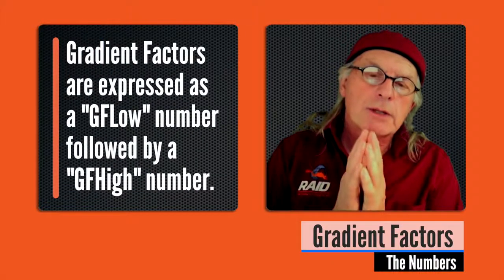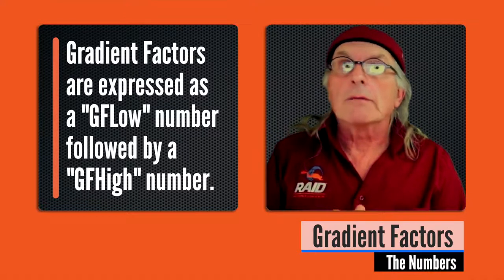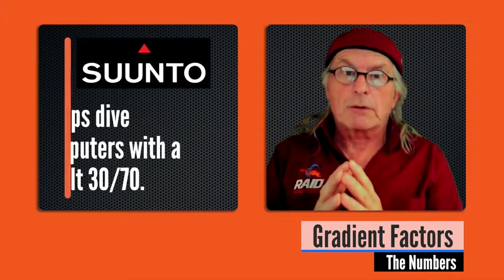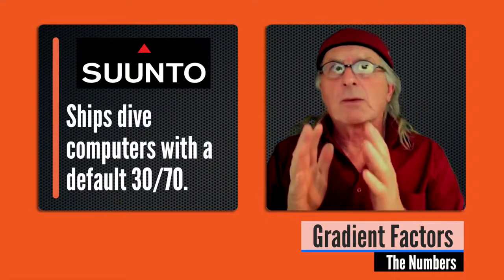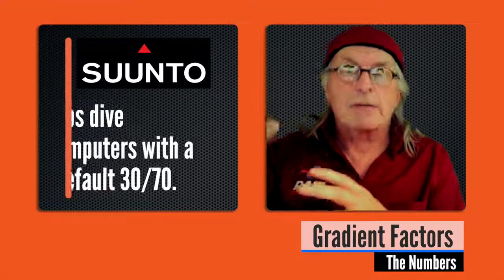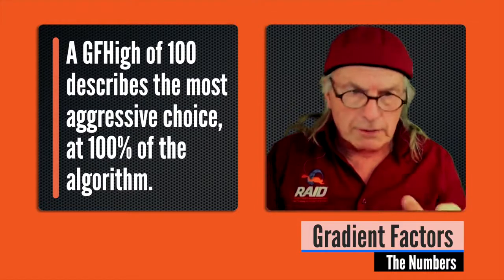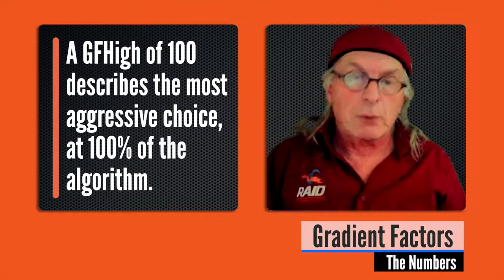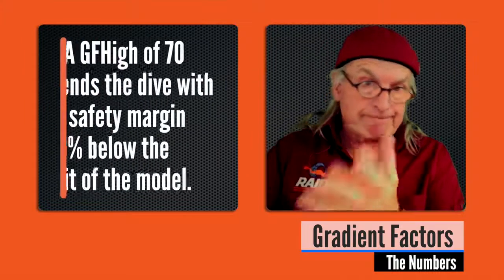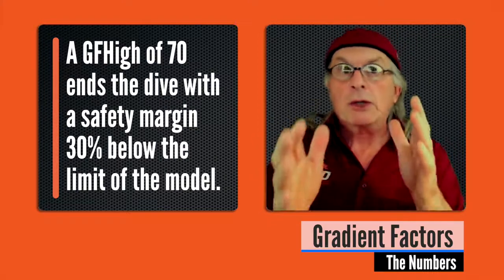And gradient factors are all about tracking M values. You'll notice that M values consist of 2 numbers, a GF low followed by a GF high. For example, Suunto ships its computers with a default gradient factor setting of 30/70. So what that means, the keeping-the-lids-on strategy, is the high number, the 70. So a GF of 100 would be completely saturated and completely boiling over. So 70 is 30% less than that maximum value. So there's a degree of conservatism in there.